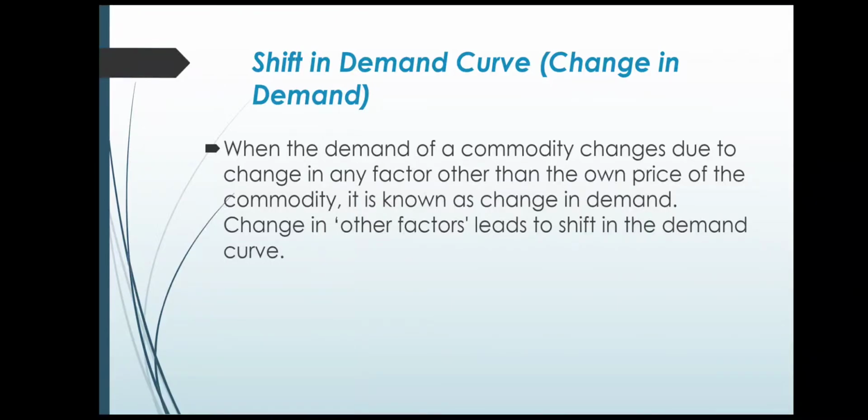When the demand of a commodity changes due to change in any factor other than the own price of the commodity, it is known as change in demand. Change in other factors lead to shift in demand curve. So, in the previous class, you have already studied that due to change in the own price of the commodity, movements along the demand curve take place, but there are various other determinants of demand as well apart from the own price of the commodity. And due to changes in all those other determinants, other factors, this shift in demand curve takes place.